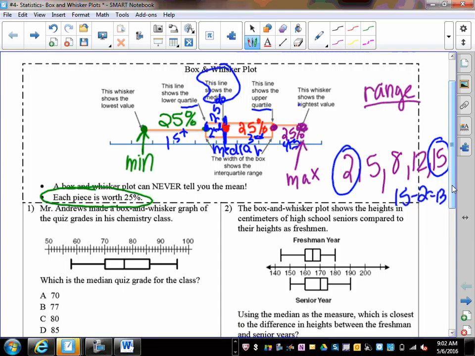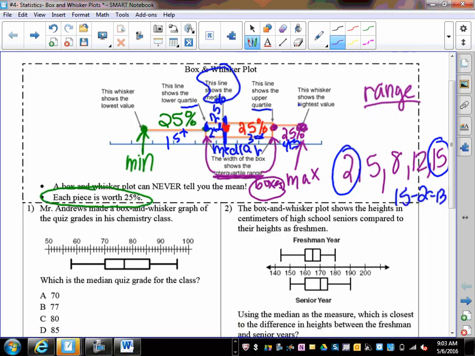Now, they have this unique word called the interquartile range. That's this right here. I need everyone to underline this. Interquartile range. That's the middle 50%. So it's your box. Your box is your interquartile range. So the two boxes give you your interquartile range.